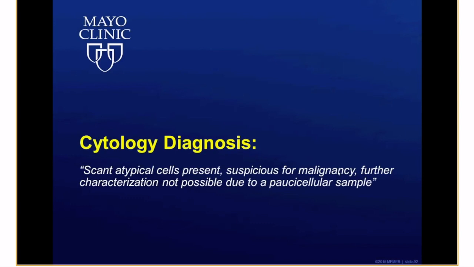So what can we do about this case? You can sign it out as scant sample, suspicious for malignancy, and you can explain in your diagnosis that you're not able to further characterize this lesion, and you defer the final classification for the resected specimen.